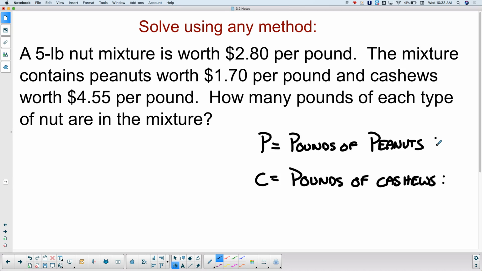Nope. Close though. Nope. What's P again? Pounds, right? Pounds of peanuts. What's C? Pounds of cashews. We got any other nuts in this mixture? Not in the mixture? Okay. How many pounds of the mixture do we have? 5. Make me an equation. P plus C equals 5.